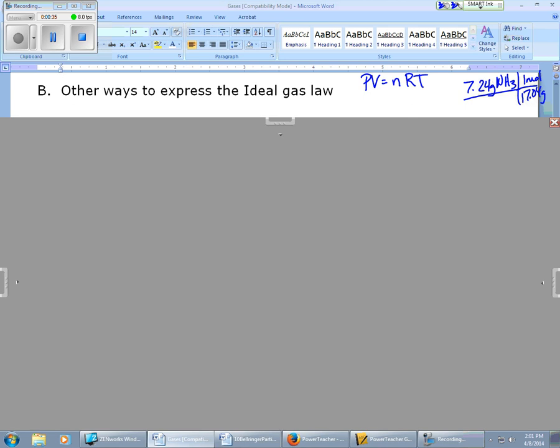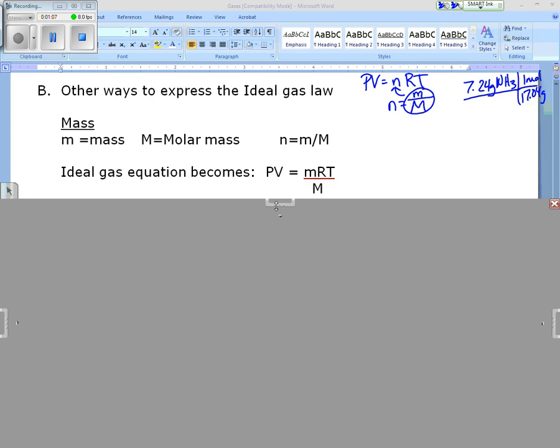Well, if we say that n is the number of moles, what I did is I took the mass, little m, and divided it by the molar mass. Don't know what that was? All right, so that's really what I did, wasn't it? I took the 7.24 and divided it by the molar mass. So we can take this and plug it in here, and we get PV equals little m RT over big M. And that makes it a one-step process.